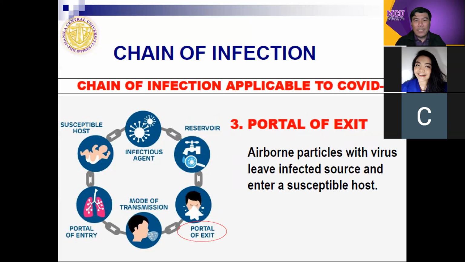Next, for the portal of exit. The portal of exit of SARS-CoV-2 or COVID-19 is through airborne transmission, from sneezing and coughing, suspended in the air. Then less than 2 meters distancing is the problem. It may cause direct contact with the person.